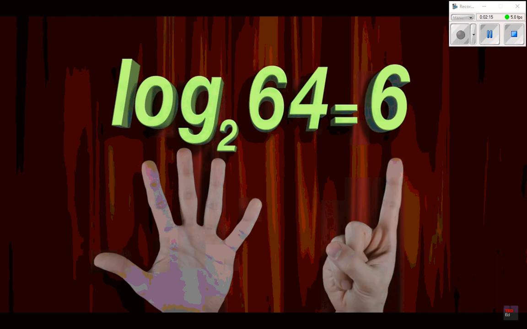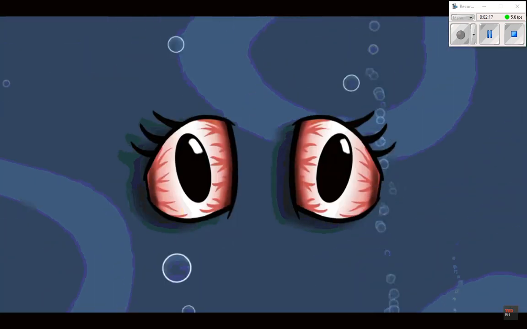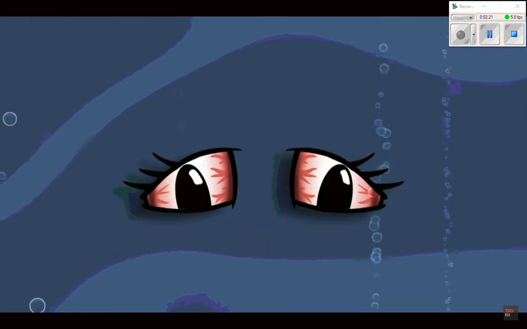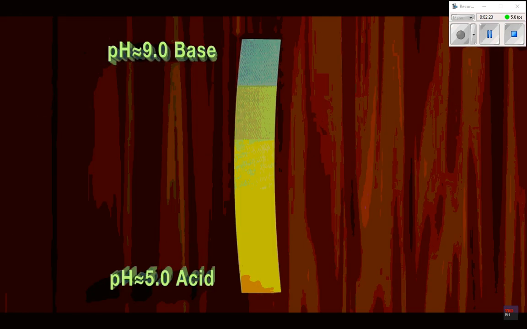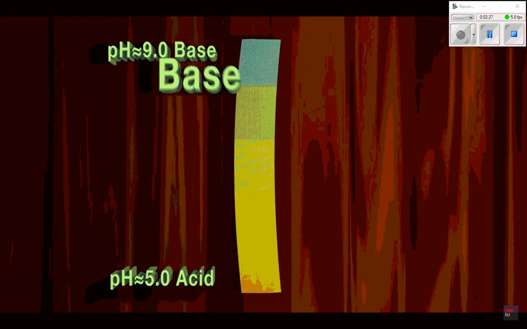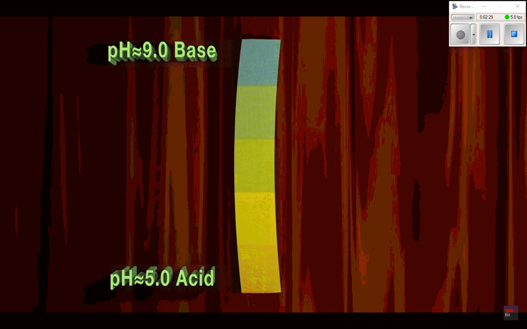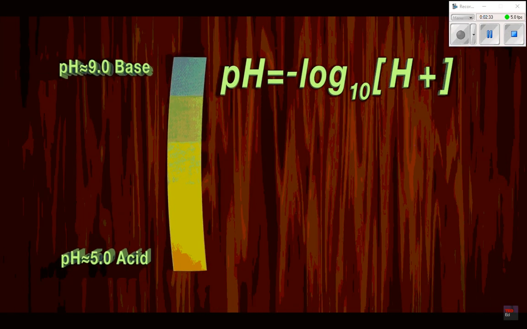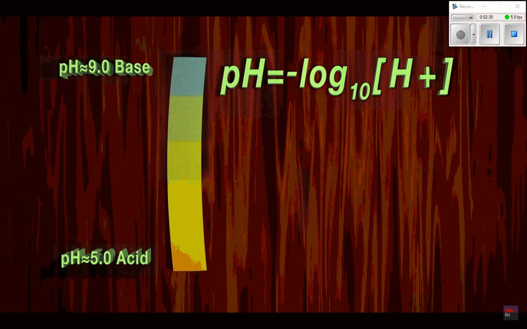So what does this have to do with my eyes turning red in some swimming pools and not others? Well, it leads us into an interesting use of logarithms in chemistry, finding the pH of water samples. pH tells us how acidic or basic a sample is and can be calculated with the formula pH equals negative log base 10 of the hydrogen ion concentration, or H+.